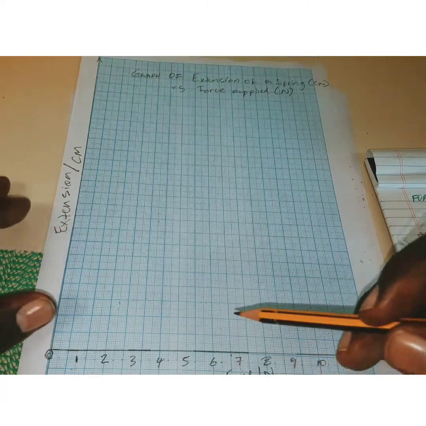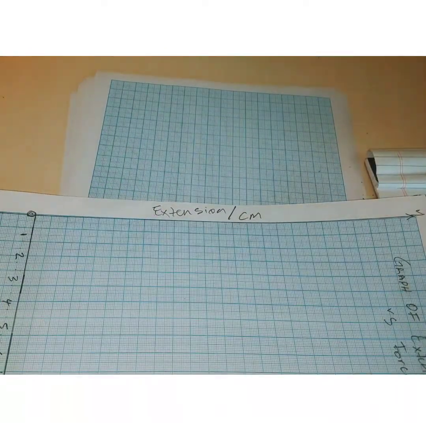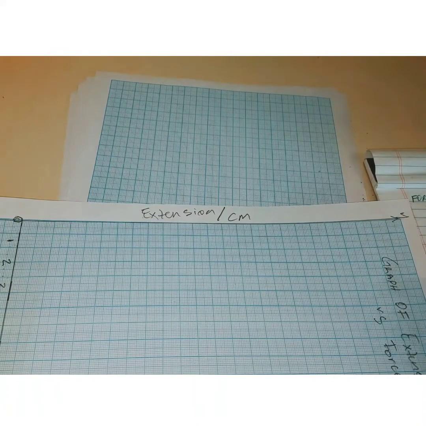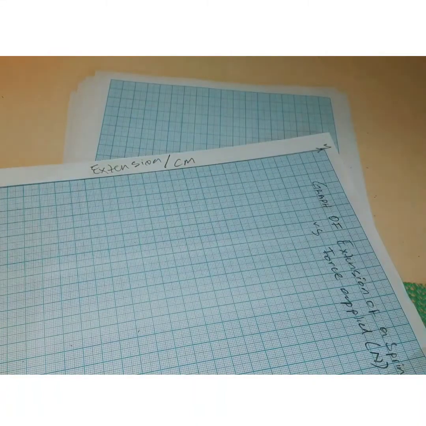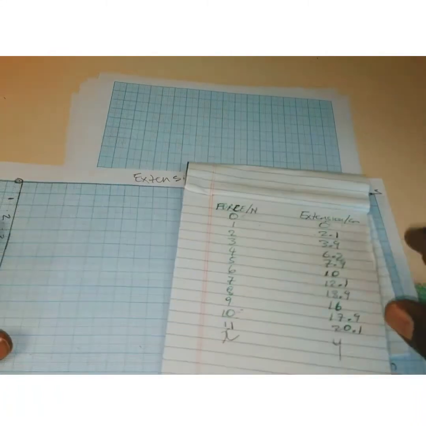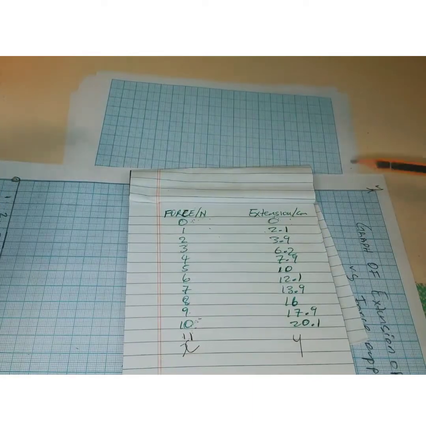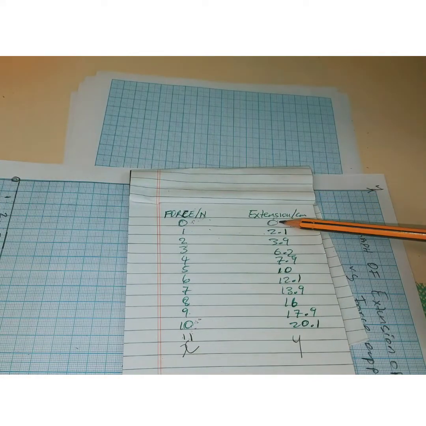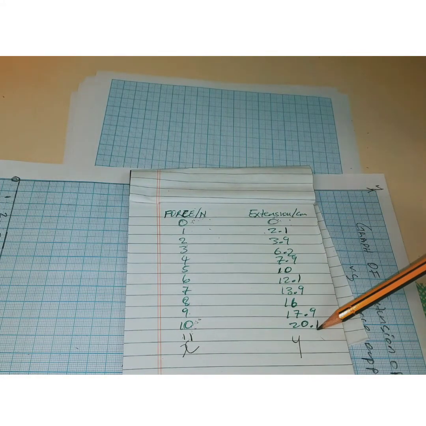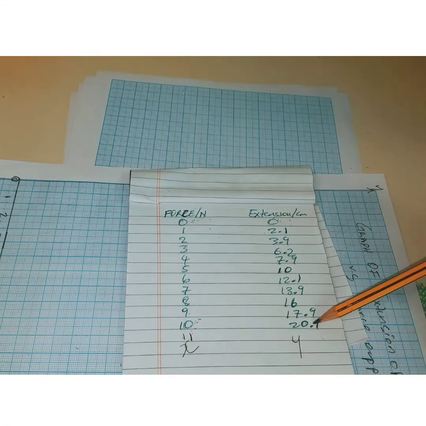Now we need to do it for the y-axis. All right, so let's draw back for our paper. Let's see where our numbers started and where they ended. So let's look at the numbers now. Our extension started at 0 and ended at 20.